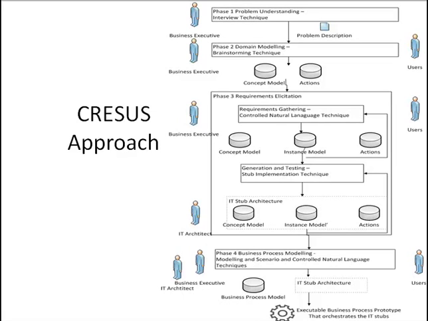A series of discrete web services that form the IT stub architecture are created and deployed on the server. The instance model is transformed into a series of XML files that are stored in an online database. The stakeholders, especially the IT architect, will be able to critique the web services, interfaces, and data models.